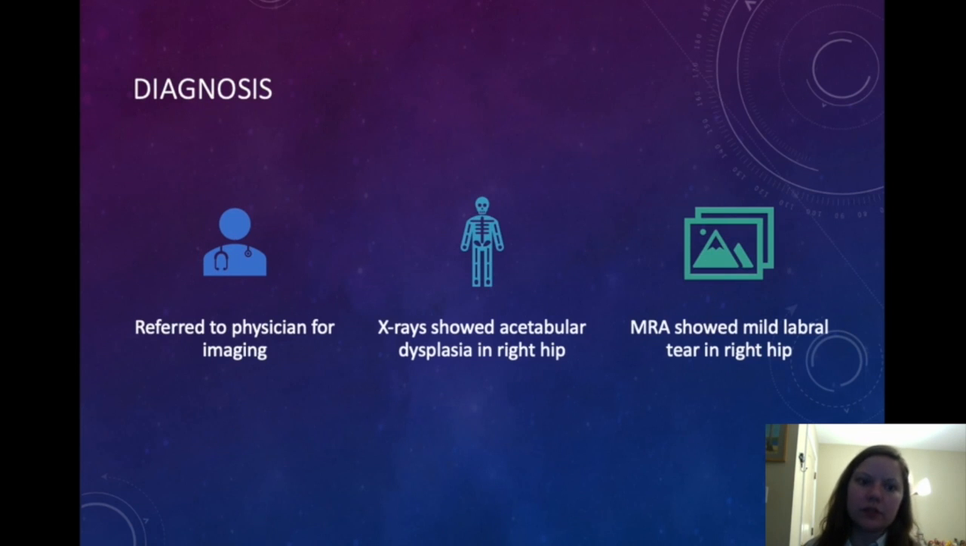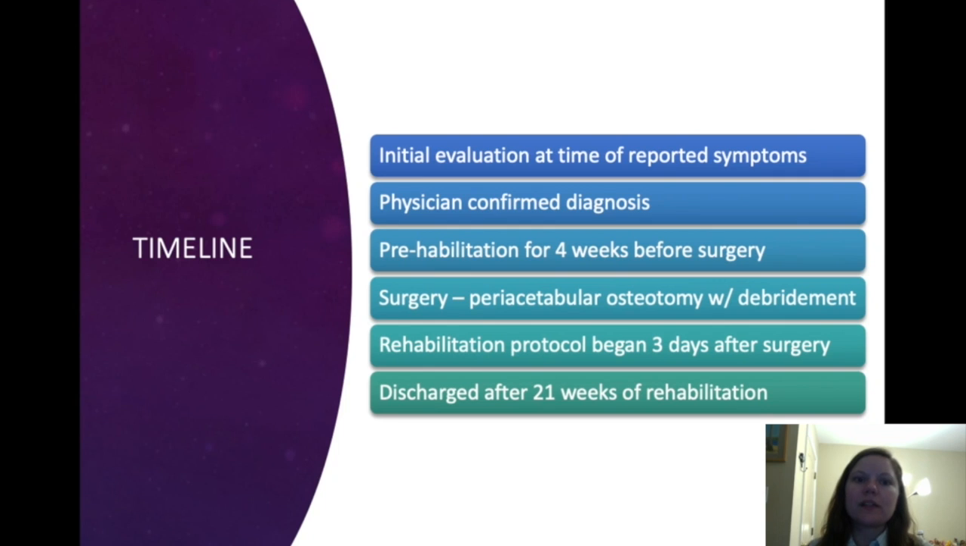To confirm my diagnosis, we referred her to a physician for imaging, and her x-rays were positive for acetabular dysplasia in her right hip, and the MRA showed a labral tear in her right hip. So my timeline for this rehab plan is the initial evaluation was taken at the time of reported symptoms. The physician confirmed the diagnosis.